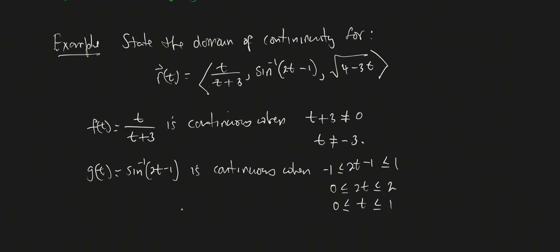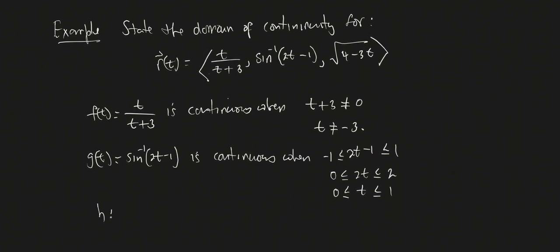And then finally, we have a square root function. Let's call that our h of t. That component, the square root of 4 minus 3t, is continuous when, now for an even root, like a square root, a fourth root, sixth root, and so forth, when working with real numbers, we can only take an even root of a non-negative expression. So what's under the square root has to be greater than or equal to 0.